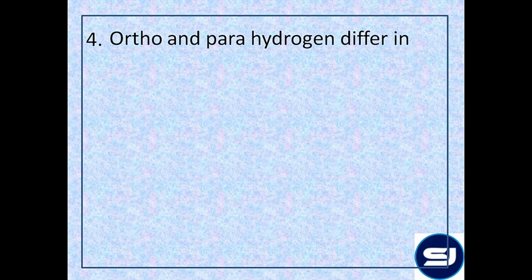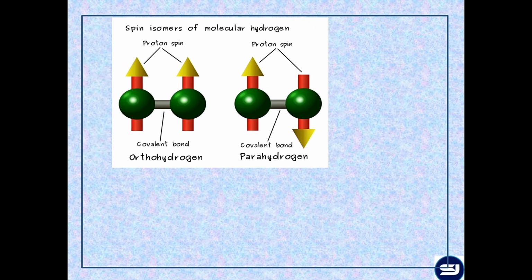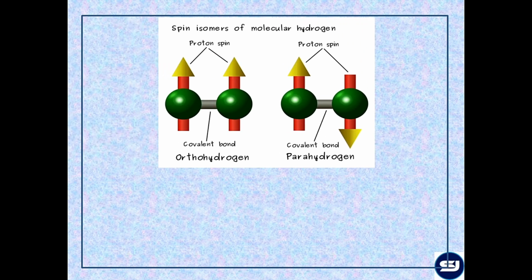Ortho and para hydrogen differ in atomic number, atomic mass, nuclear spin in two atoms, or electron spin in two atoms. Firstly, let's discuss ortho and para hydrogen. Ortho and para hydrogen are spin isomers of molecular hydrogen, that is H₂. So these are two hydrogen atoms joined by a covalent bond.